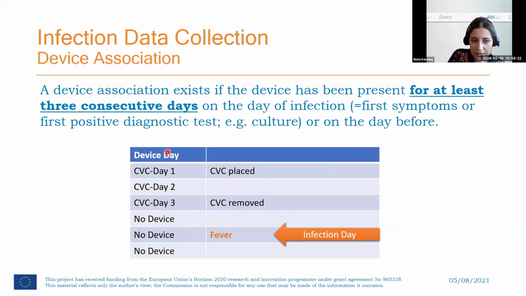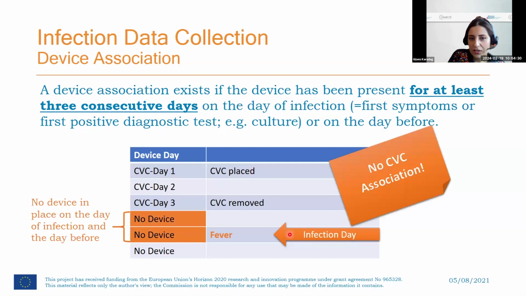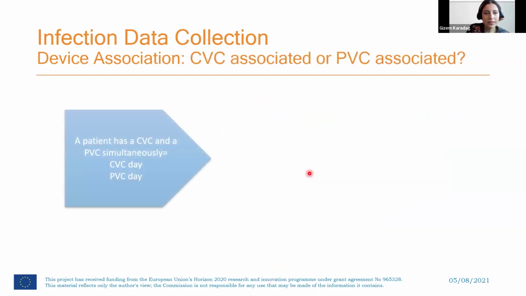And if the patient had the first 3 days again CVC and the fever started on day 5, which is our infection day, it would again not be a CVC-associated sepsis because no device was in place on the day of infection, which is day 5, or on the day before, which is day 4. So I hope it's more clear now with these examples.